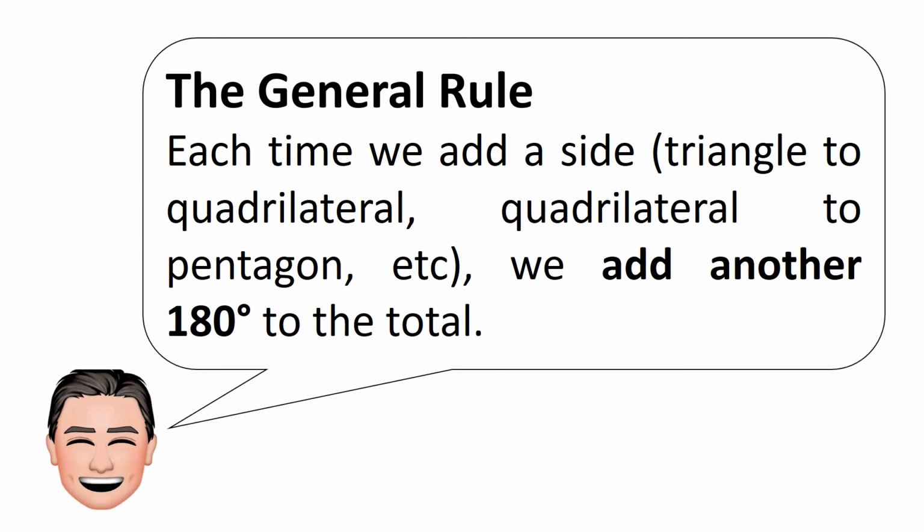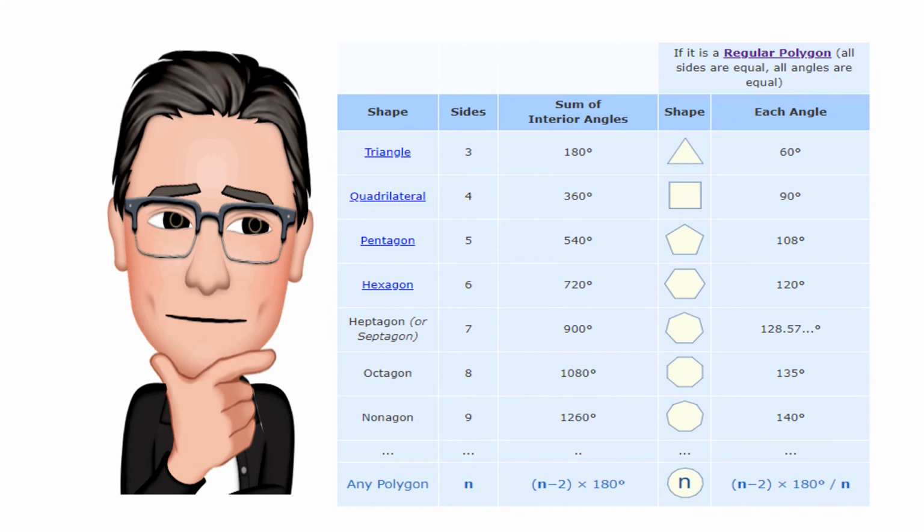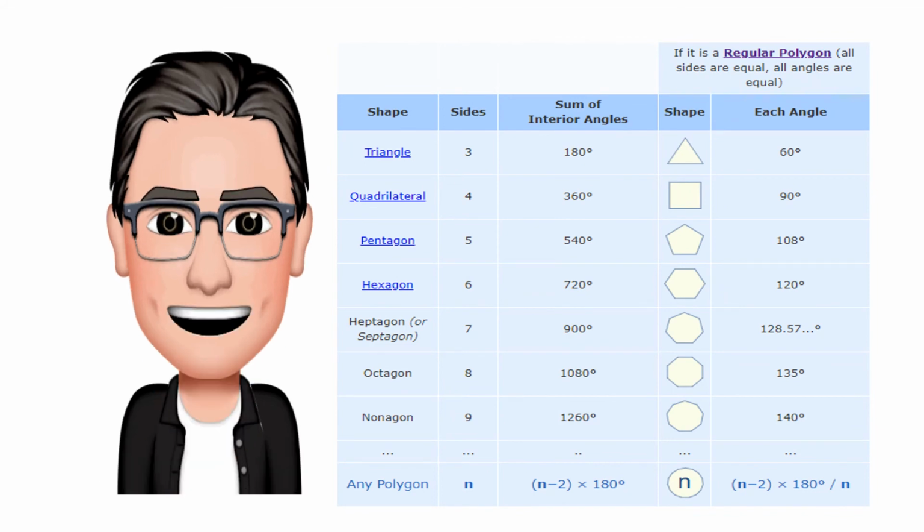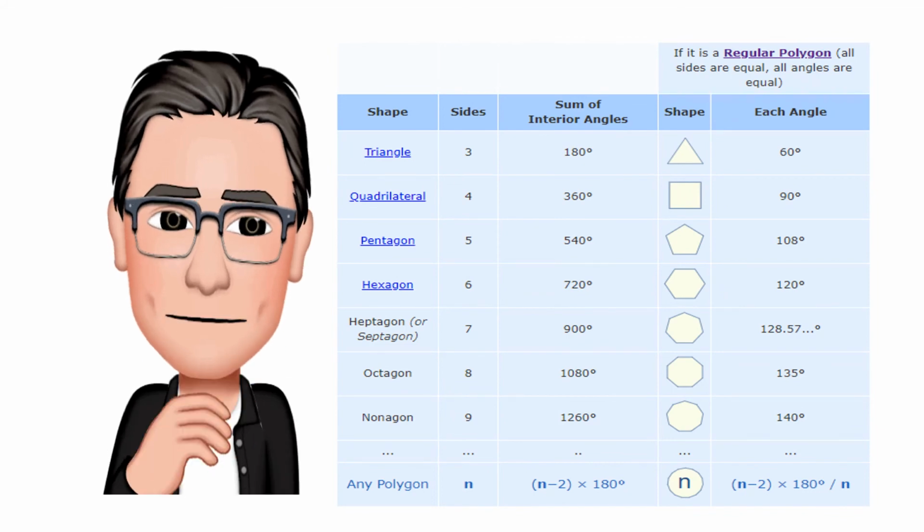The general rule. Each time we add a side, triangle to quadrilateral, quadrilateral to pentagon, etc., we add another 180 degrees to the total. If it is a regular polygon, all sides are equal, all angles are equal.